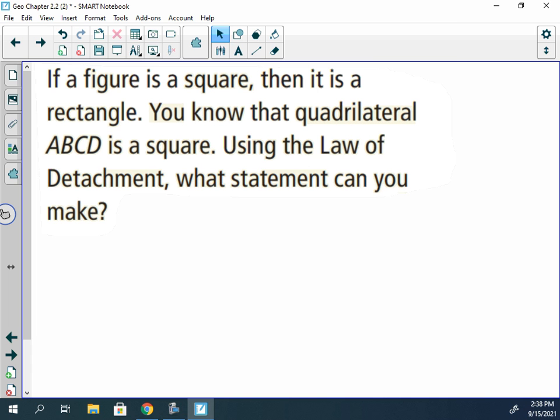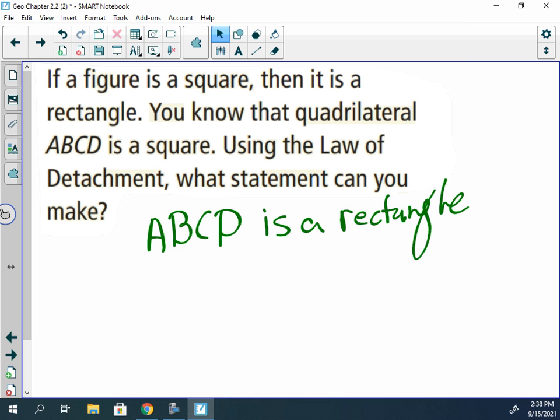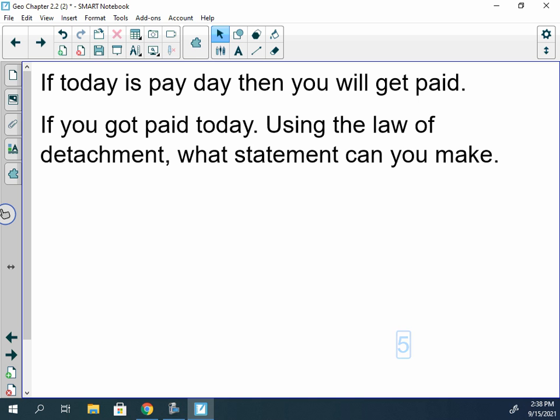So that means that ABCD is a what? Rectangle. Because the conclusion is, then it is a rectangle. Well, it told us ABCD is a square, so by our conditional statement, ABCD is also a rectangle. And that's it. Questions on this here? Let's look at one more.